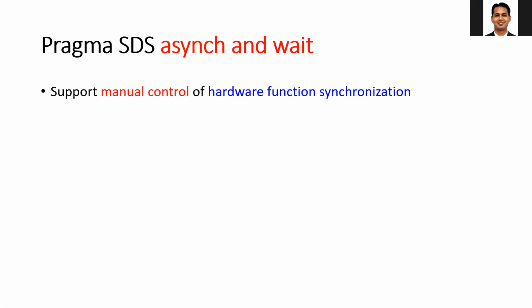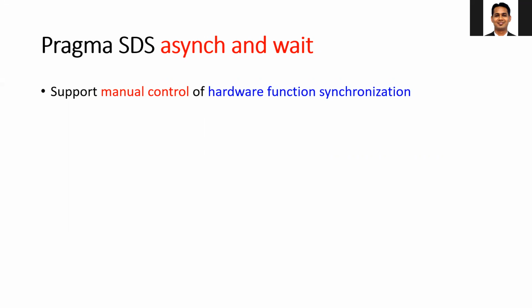This pragma supports manual control of hardware function synchronization. When you are calling the hardware function, you need to take care of the synchronization of the data movement between your memory and the hardware function. This becomes more challenging when you are calling the hardware function multiple times one after another. You need to make sure that whenever you are calling the IP a second time, you don't override the input data which you passed in the first iteration.